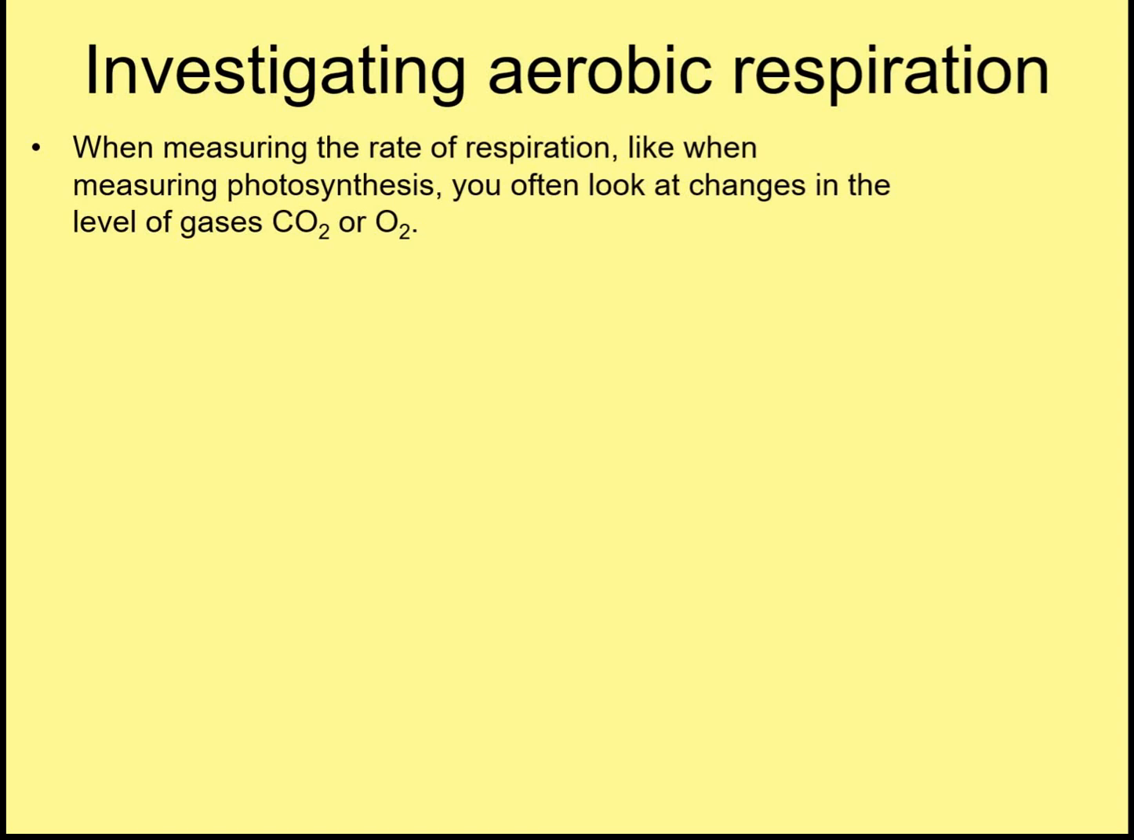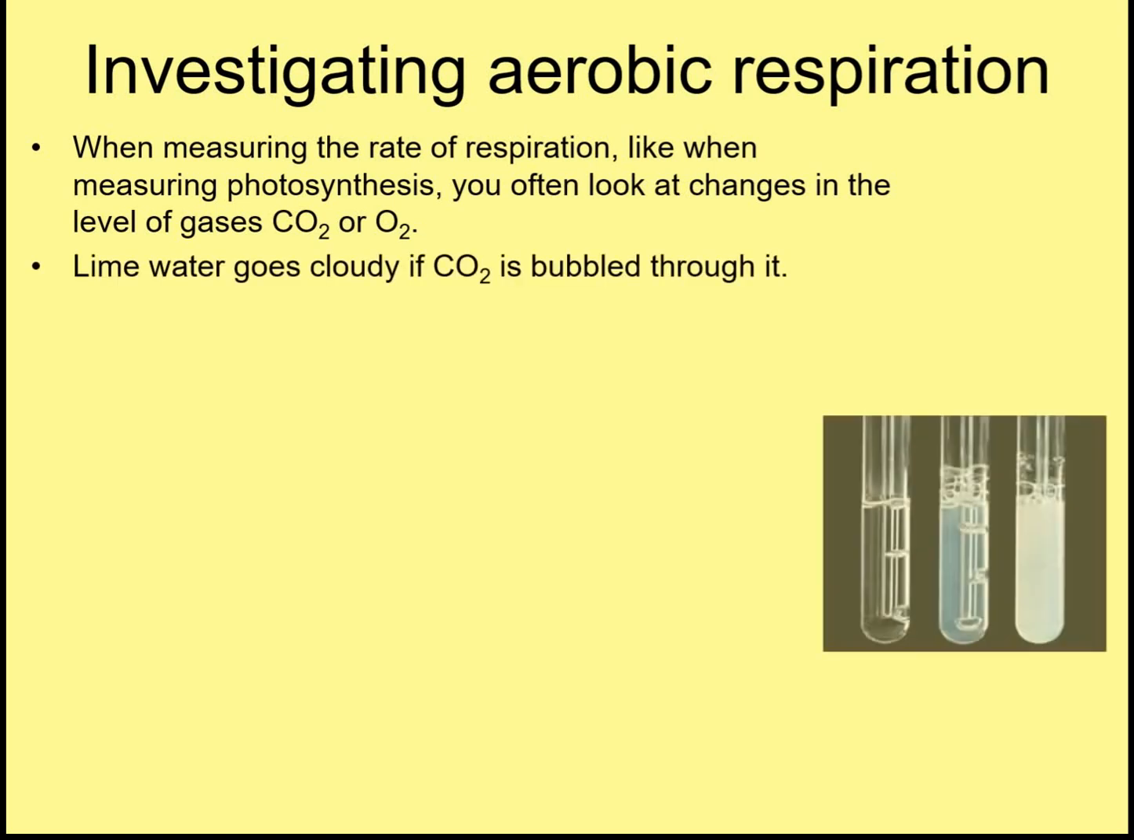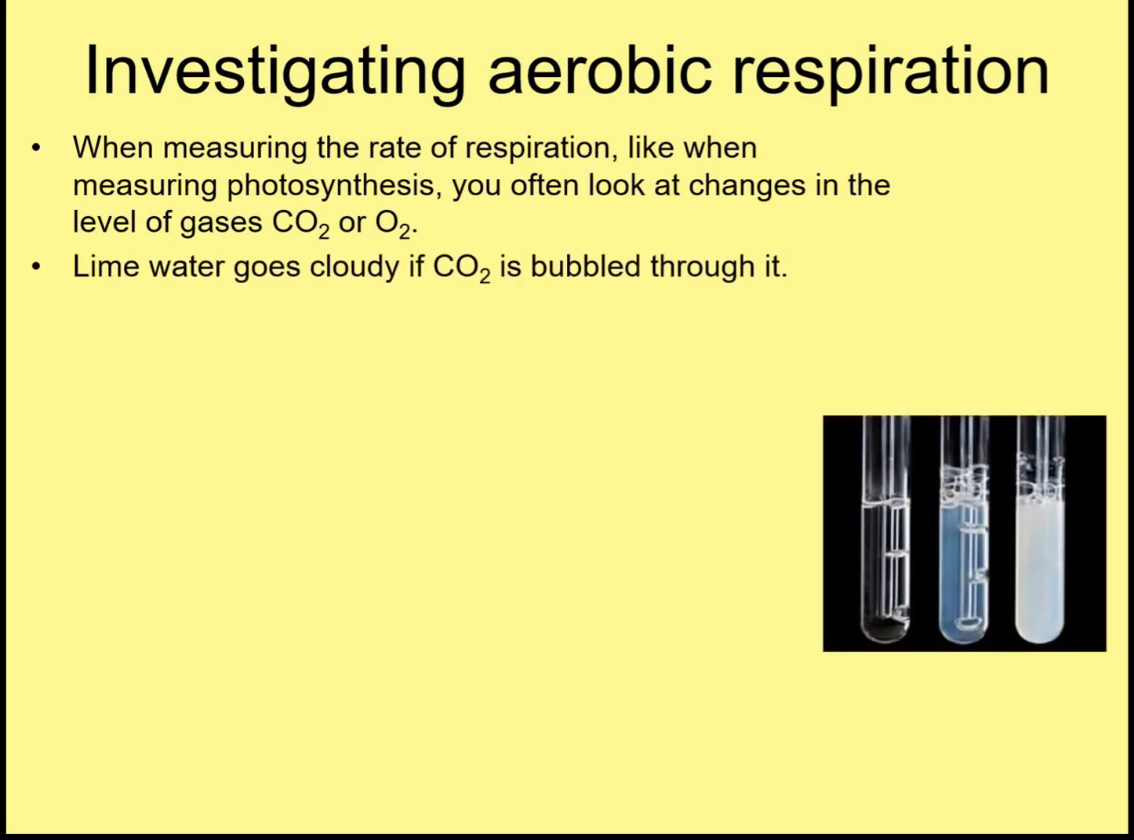So when you're measuring the rate of respiration with small organisms or plants, you're often looking, like you would do with photosynthesis, at changes in the level of carbon dioxide or oxygen, so the levels of gases, either substrate gases or product gases. It's difficult to look at changes in levels of sugar, for example, although with photosynthesis you could look at starch production. But with respiration, we can look at CO2 production.